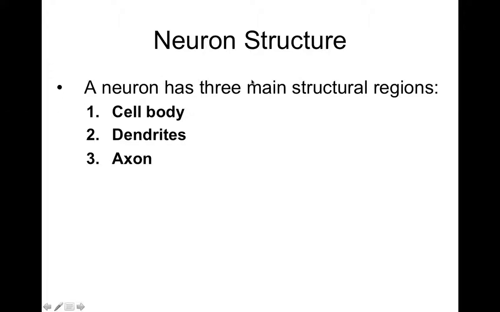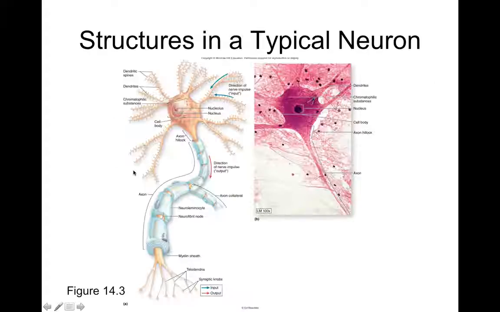Now, neurons have three main parts. We've got the cell body, dendrites, and an axon. This picture is showing a typical neuron. So over here is the cell body, which we call the soma. Soma means body. The cell body contains most of your organelles. So it's got your nucleus, your Golgi body, your smooth and rough ER. It's got ribosomes and mitochondria. And that's all contained in the cell body.